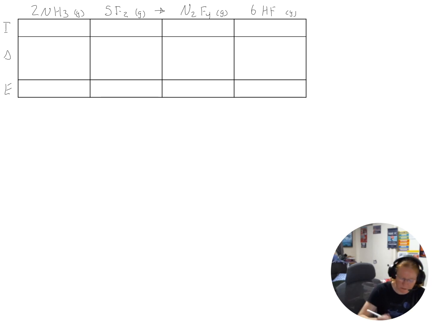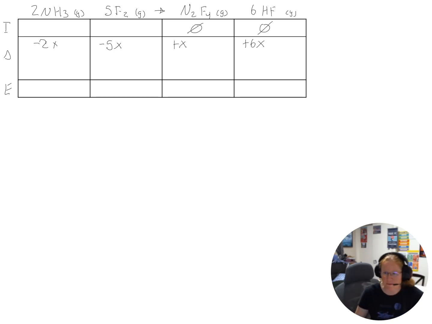So we haven't converted to moles yet, but we do know a few things. We know that we don't have any of this initially. We know from our coefficients we're going to lose 2x, we're going to lose 5x, we're going to gain x, and we're going to gain 6x. We can fill that in without doing any math. Okay, so there's what we know before we start doing math.